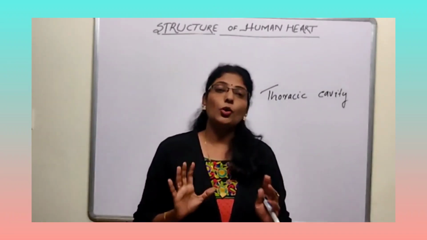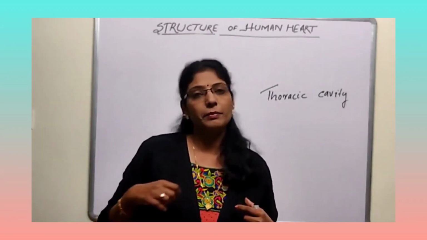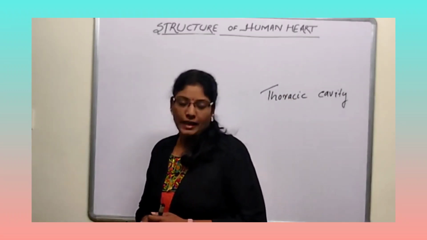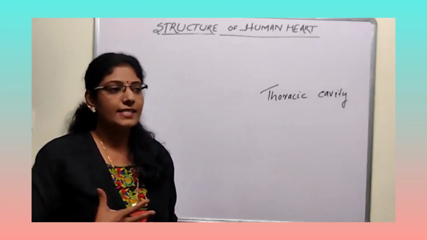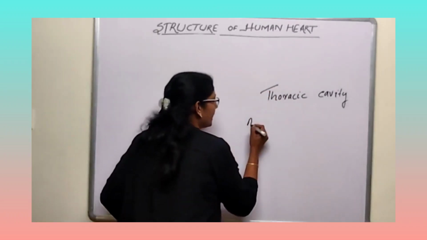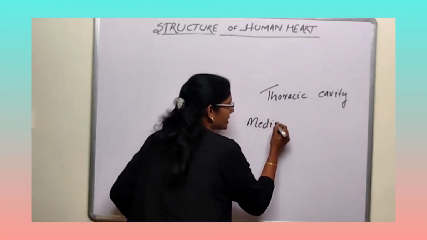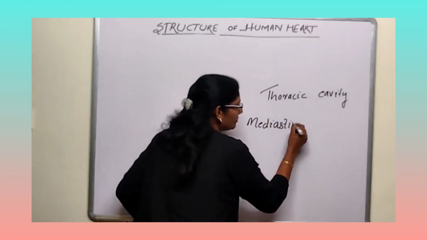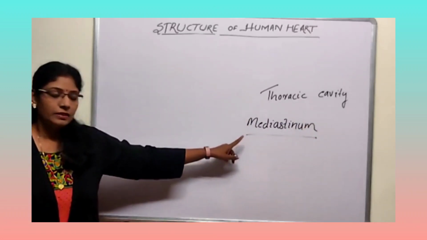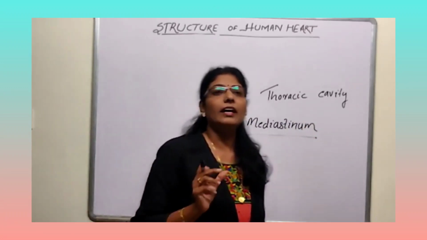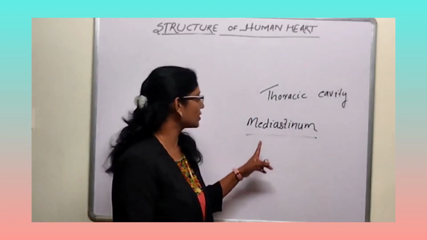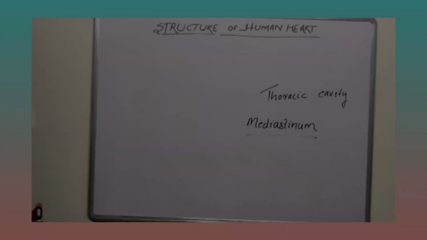It is not exactly located in the middle between the two lungs. It is slightly oriented towards the left side, and that particular space where it is located is called the mediastinum. What is meant by mediastinum? The space between the two lungs where the heart is located is called the mediastinum.